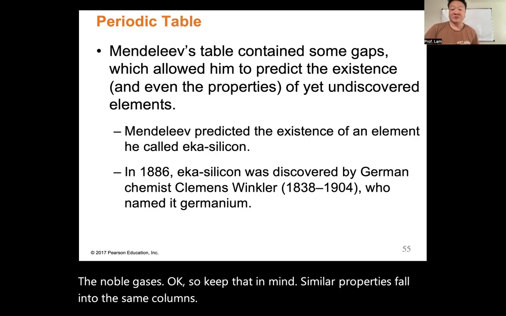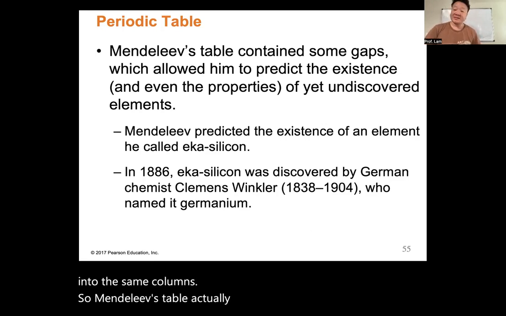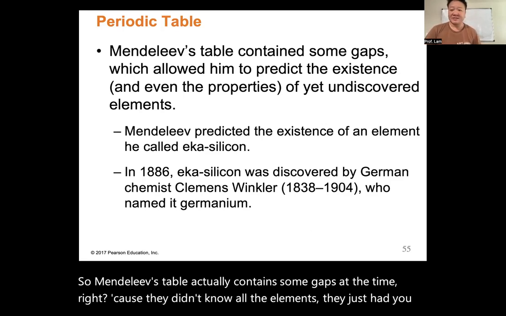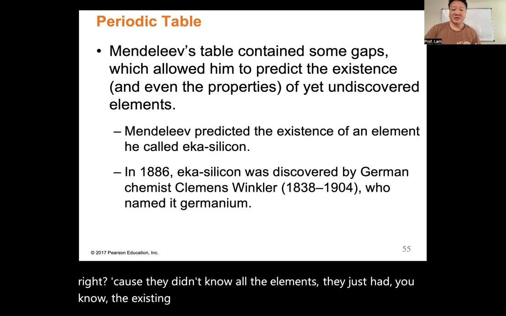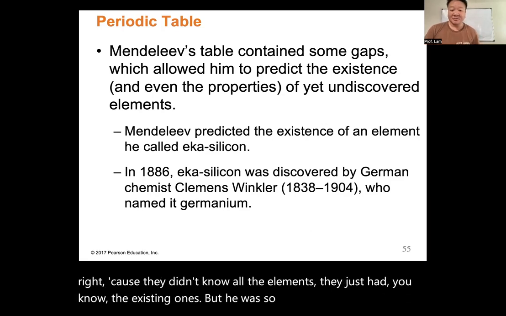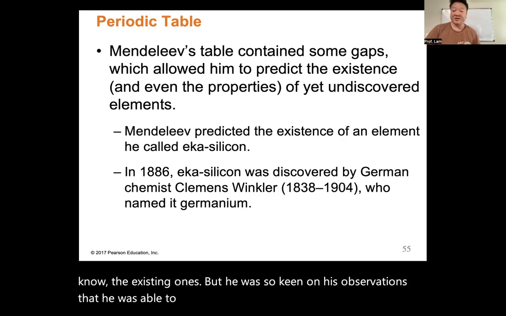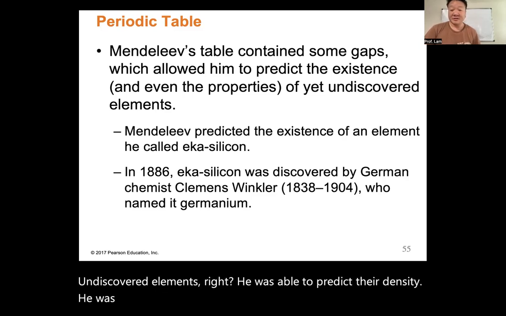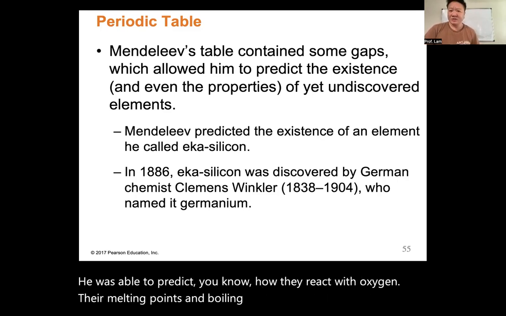So Mendeleev's table actually contained some gaps at the time, right? Because they didn't know all the elements. They just had the existing ones. But he was so keen on his observations that he was able to predict undiscovered elements, right? He was able to predict their density. He was able to predict how they react with oxygen, their melting points and boiling points. He was pretty good at predicting those.